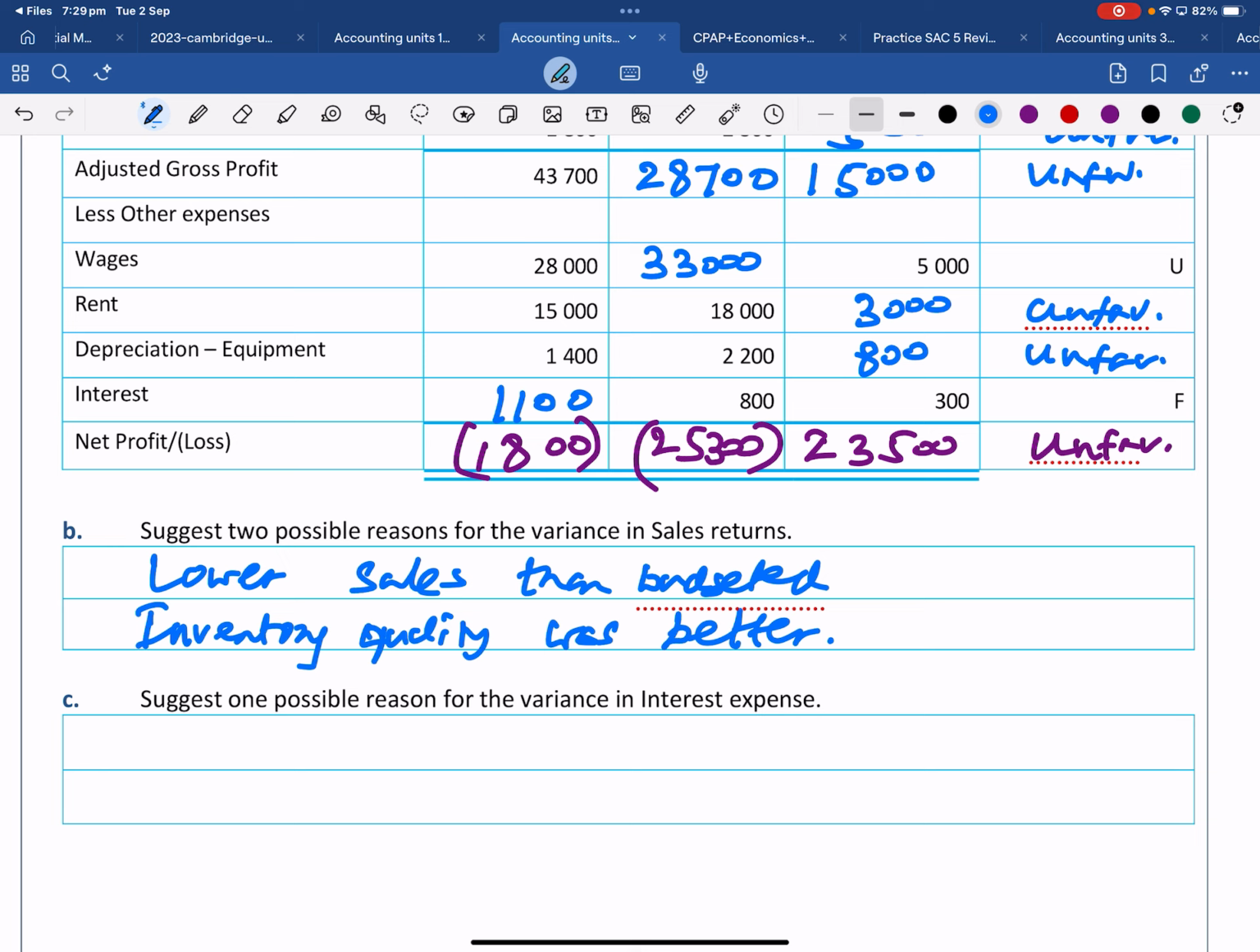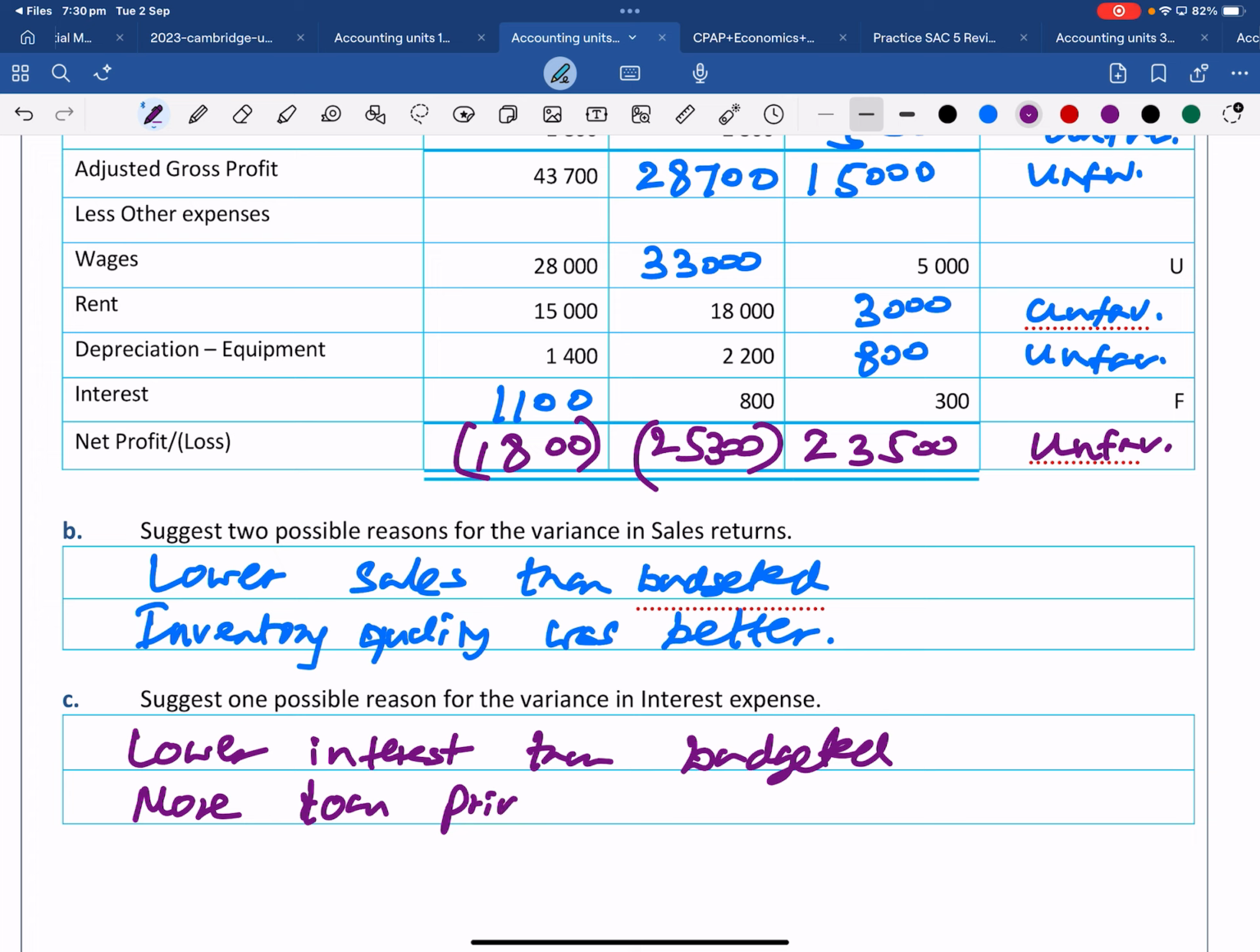Anyone else doing economics? You don't do economics, Varun? Okay. So basically, guys, I would say easily: lower interest rate than budgeted, and then more loan principal, like school principal, has been paid.